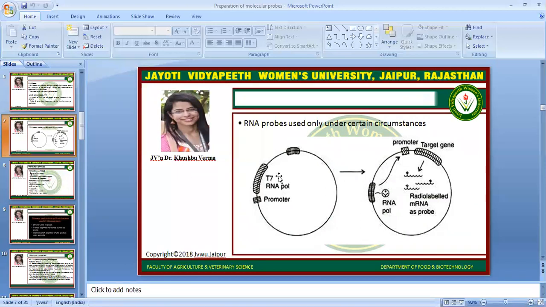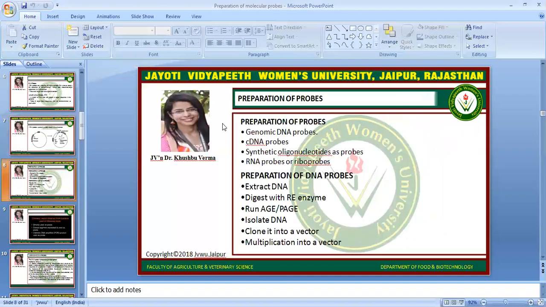Here we can see T7 RNA polymerase, and it has a promoter region. Here we can see radiolabeled messenger RNA as a probe. They will bind to a specific region, the target region, and then they will detect it.